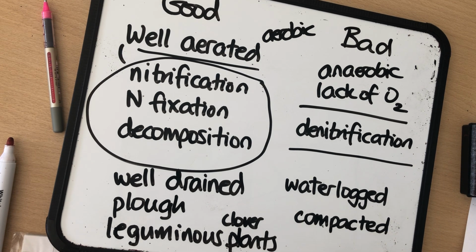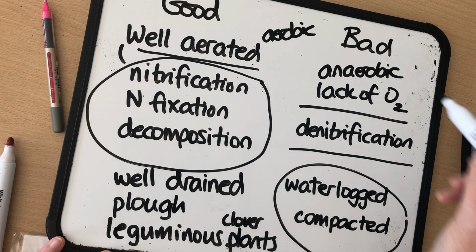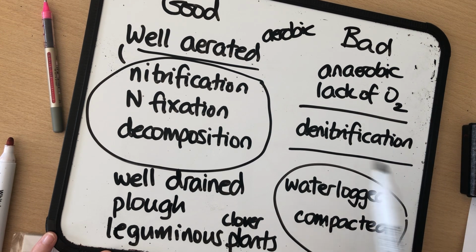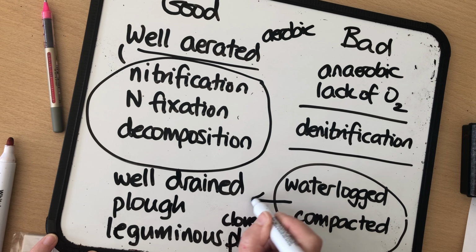So if you get a question telling you that you've got waterlogged soil or soil that's been compacted, it's a problem. The conditions are anaerobic. That allows denitrification to happen. It prevents these processes from happening. Therefore, there's a lack of nitrates and the plants don't grow. If the soil was to be waterlogged for a long period of time, they would die. And the same with if it was compacted for a long period of time, they would die. So how do we go from this to this? We put in drainage channels, we plough the soil, we plant leguminous plants.